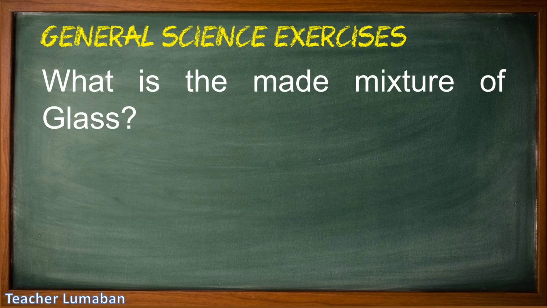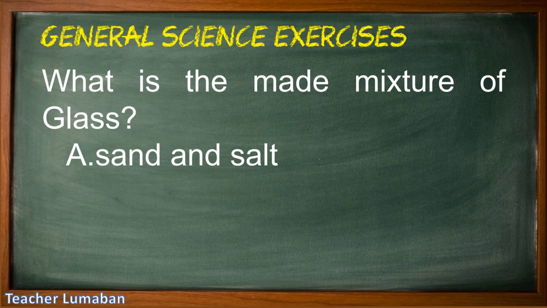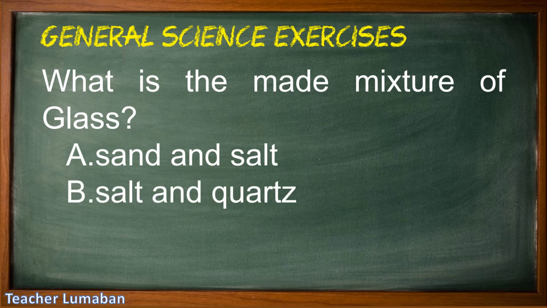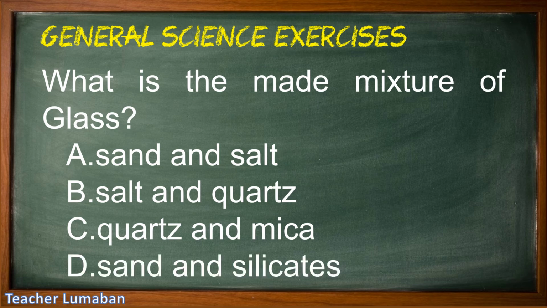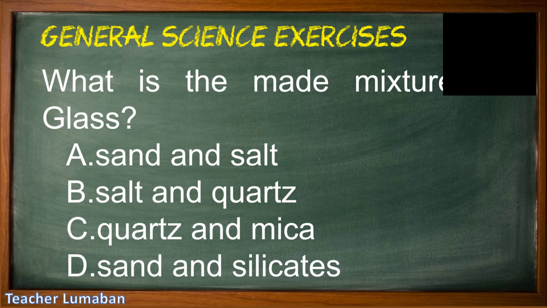What is the mixture that glass is made of? Letter A, sand and salt. Letter B, salt and quartz. Letter C, quartz and mica. Letter D, sand and silicates. Choose the suitable answer to the following choices in 5 seconds.